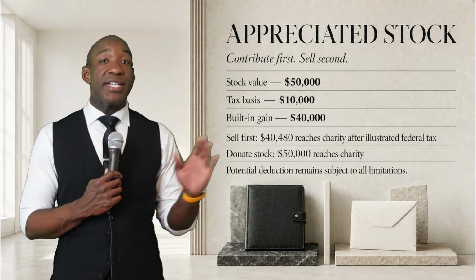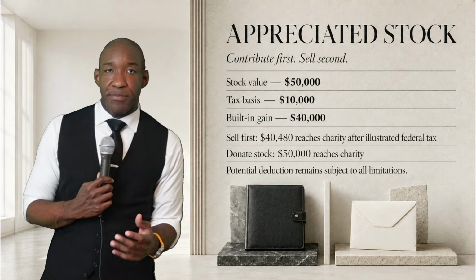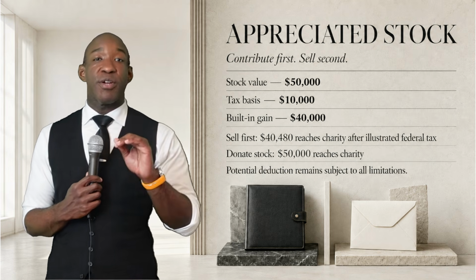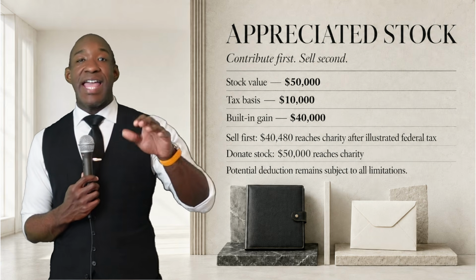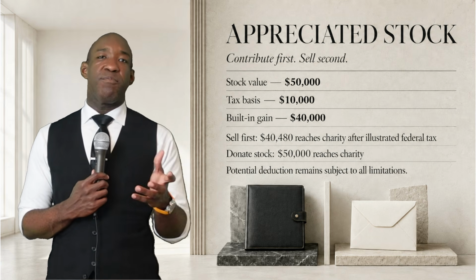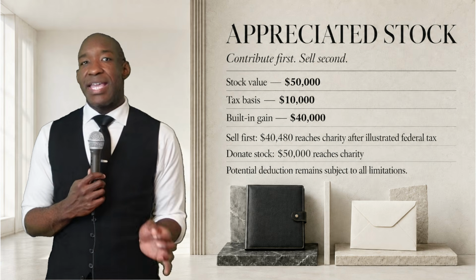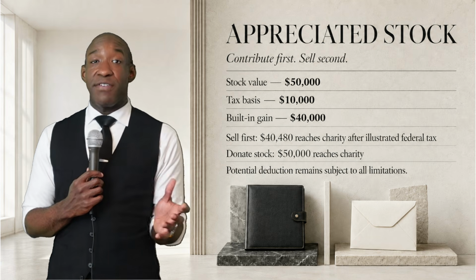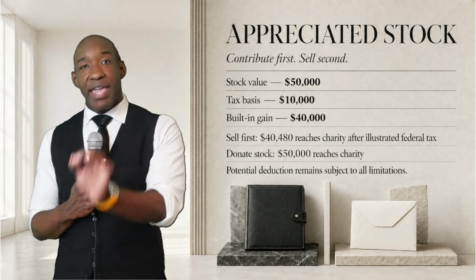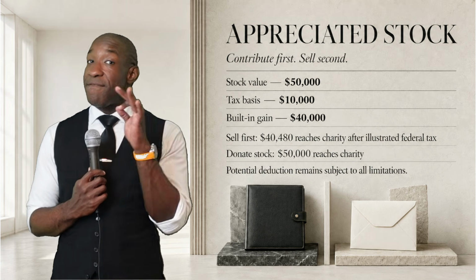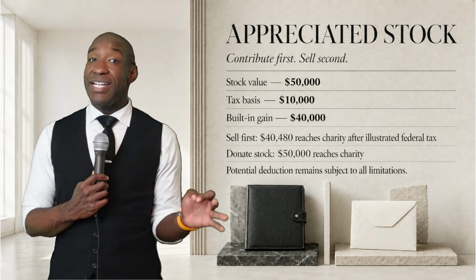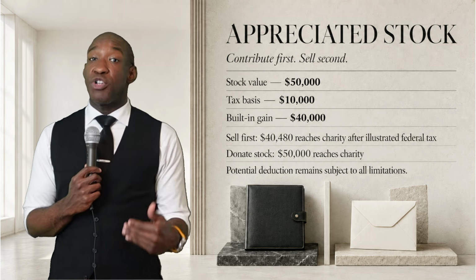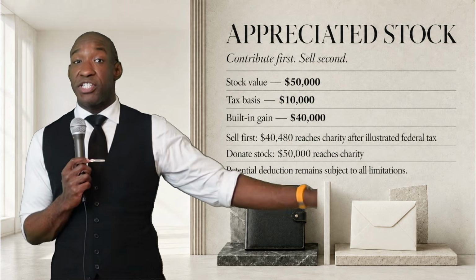Option 1. Maria sells the stock and donates the cash. Assume, only for illustration, a combined federal long-term capital gains and net investment income tax rate of 23.8%. Tax on the $40,000 gain would be $9,520. After paying that federal tax, Maria would have $40,480 available to contribute. Option 2. Maria contributes the stock directly to the public charity.